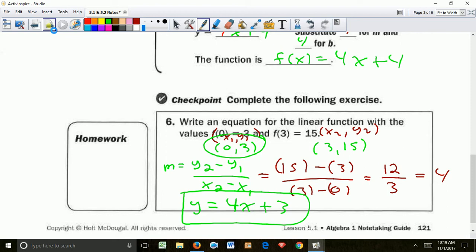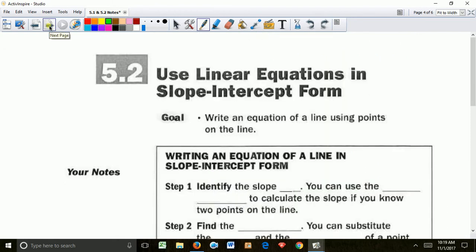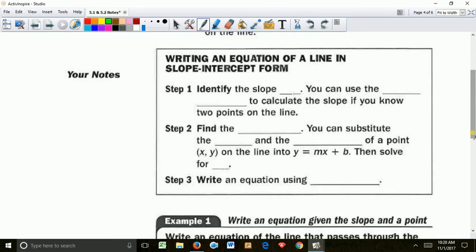Moving on to 5.2, which is about using linear equations in slope-intercept form. The goal here is to write an equation of a line using points on the line. And here are the steps. Step 1, identify the slope m. You can use the slope formula to calculate the slope if you know the 2 points on the line.